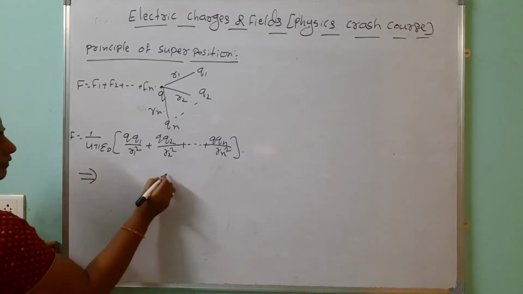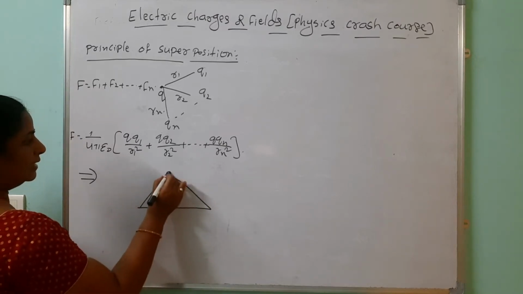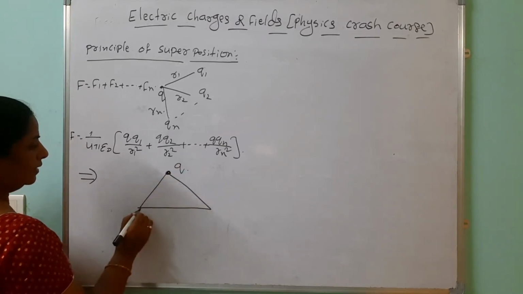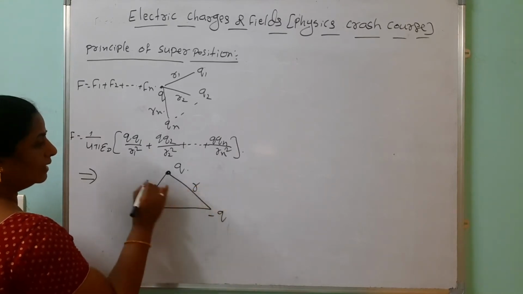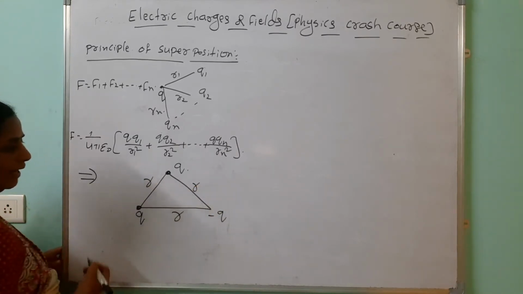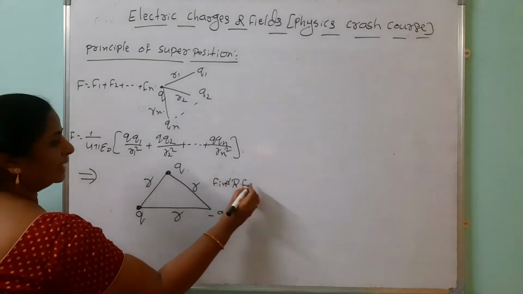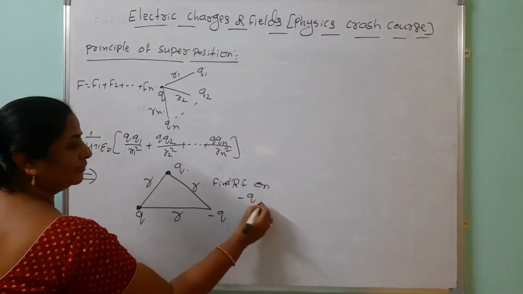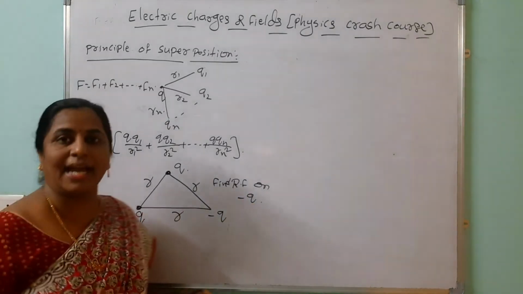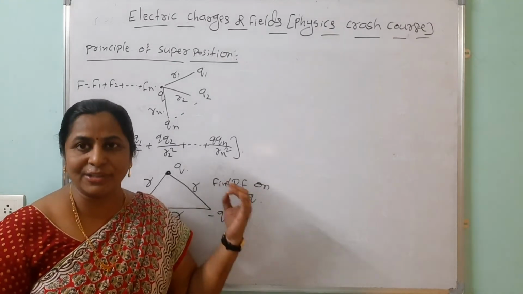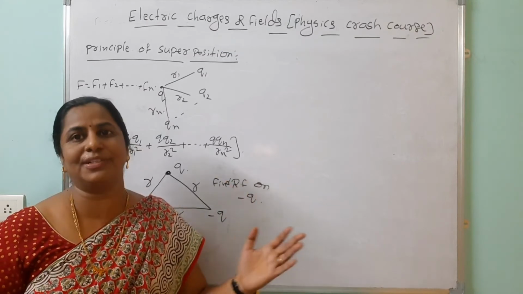Look here, we are taking one triangle. This charge is Q, this charge is Q, and this is minus Q. All three sides, how much distance is there? R. Find the resultant force on minus Q. How to find out? See, the force is always acting away from the positive charge and towards the negative charge, or you can say along the line joining the two charges.